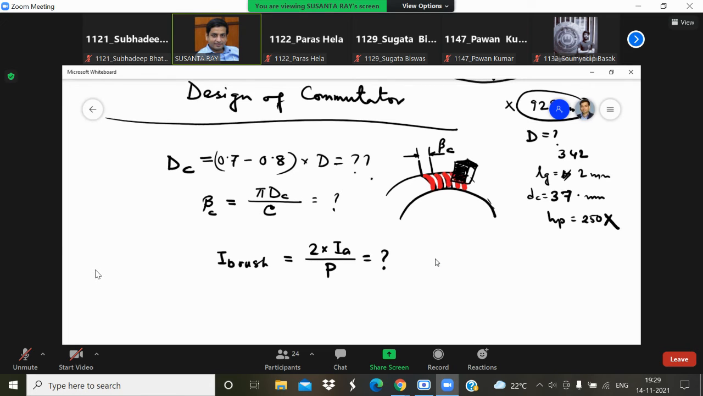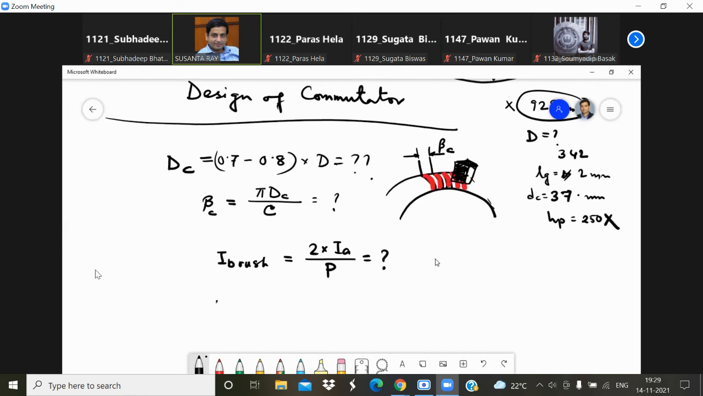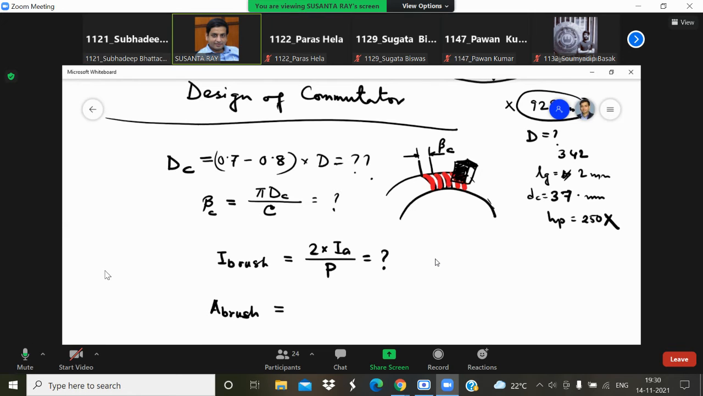So once you have calculated the brush current, then the area of the brush. Can you tell me how we can find out the area of the brush, once we have the brush current? Any idea? Rho L by A, sir. We can find out the resistance. No. We don't need resistance. Correct. So everywhere we are finding out like that only.